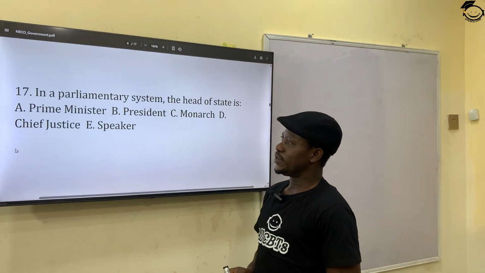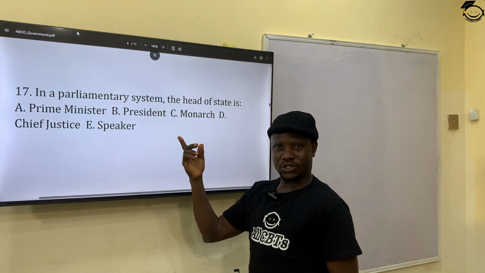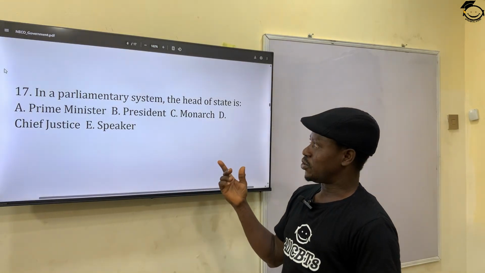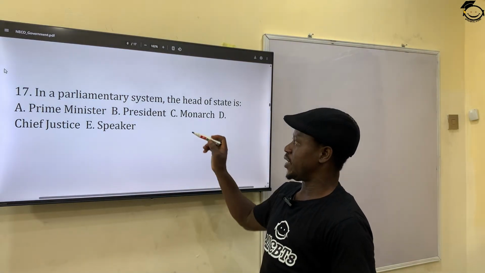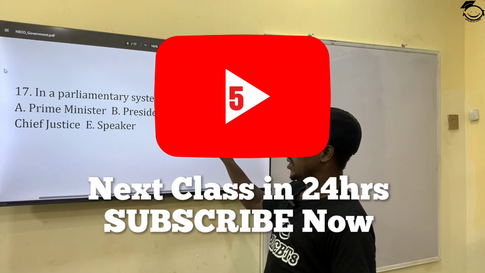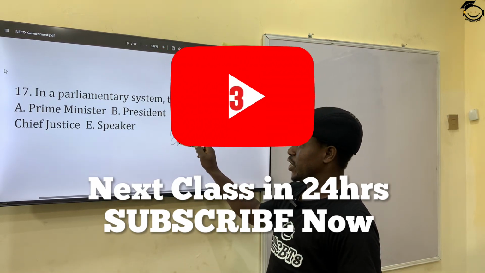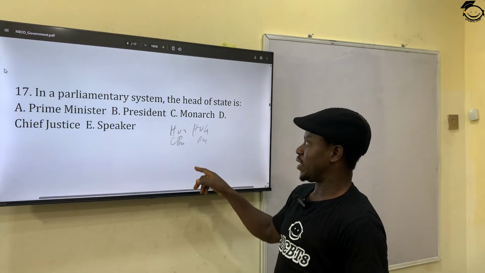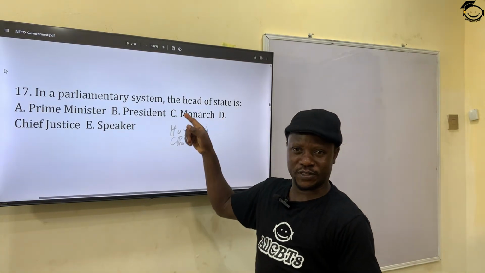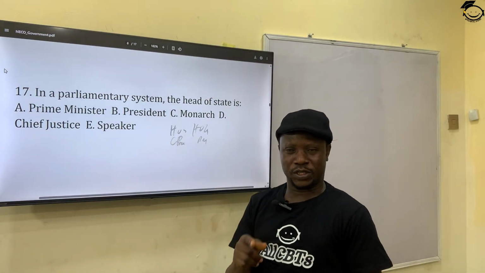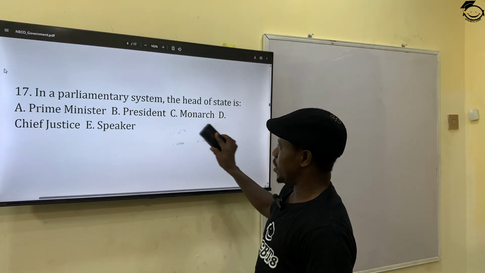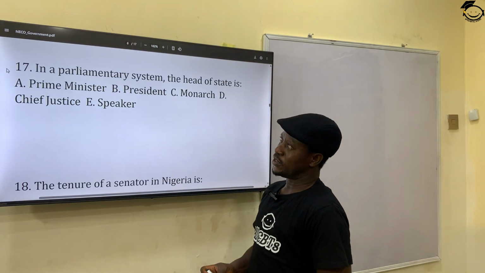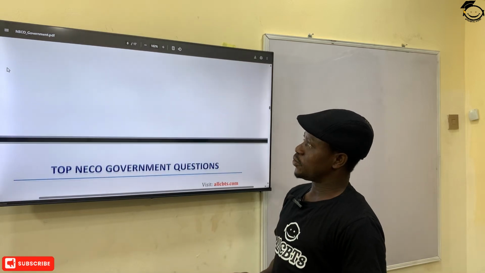In a parliamentary system, the head of state is, I mentioned this in about 2 or 3 questions earlier. When we talk about parliamentary system of government, we talk about a system where you have 2 leaders. One is the head of state, the other is the head of government. The head of state is the ceremonial head, ceremonial president, while the head of government is the prime minister. So in a parliamentary system, the head of state is the ceremonial president. So the correct option here is option B, the president. Remember, a ceremonial president is different from an executive president. We'll discuss that later on when we discuss system of government. Right? Let's look at the next question.